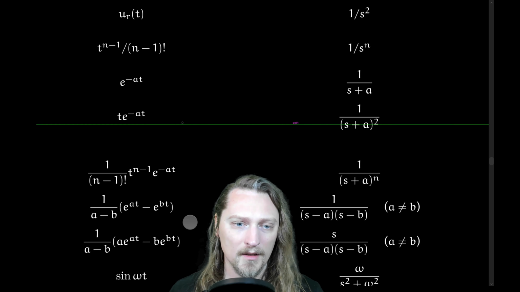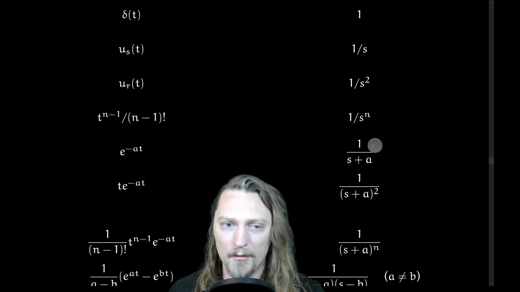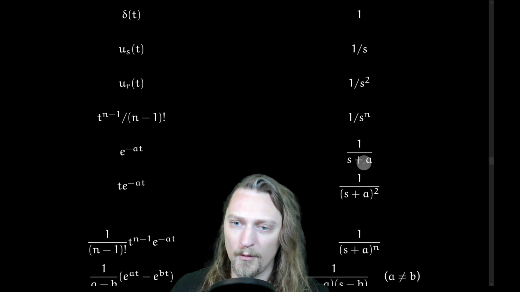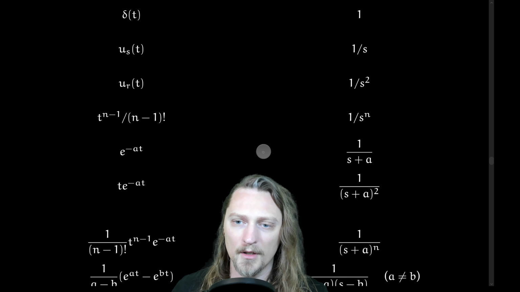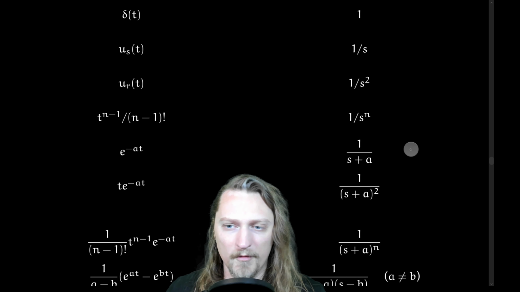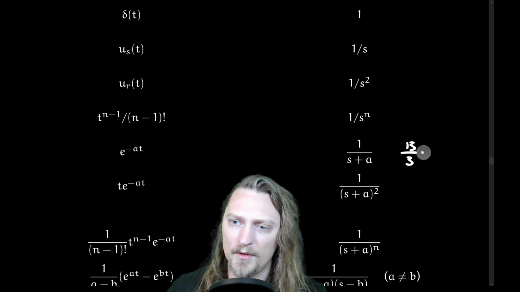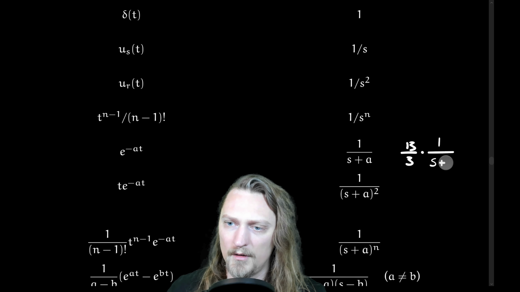Continue scrolling, and we notice that right here, the Laplace transform side has a 1 over s plus a, which looks a lot like our term, which is in fact some factor, 13 over 3, I think it was, times 1 over s plus 6.